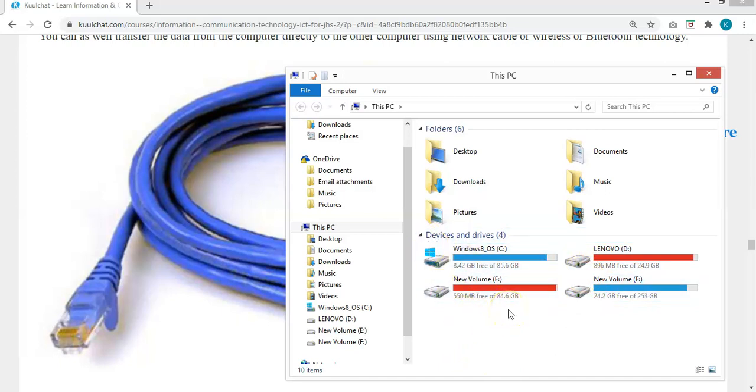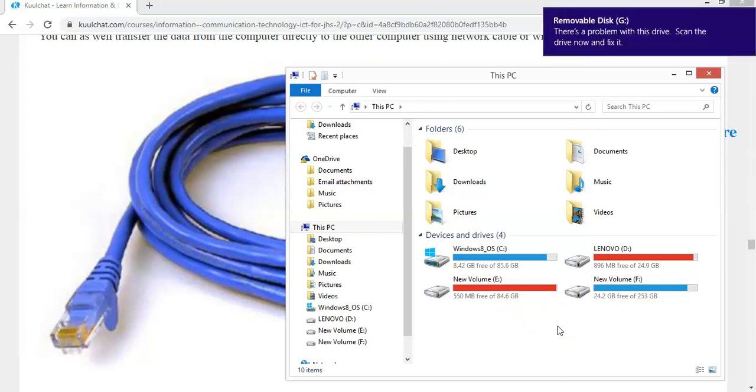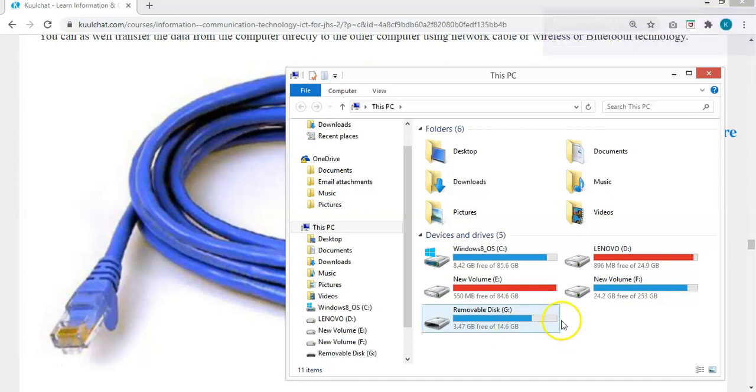Once I insert my storage device, which I'm inserting now, most of you even hear a sound from the computer that an external drive has been inserted. Or sometimes you get information somewhere that it is installing. Sometimes it says there is a problem that you need to fix, or any information that tells you that you've inserted an external drive. So once you insert it, you can see the new one over here.